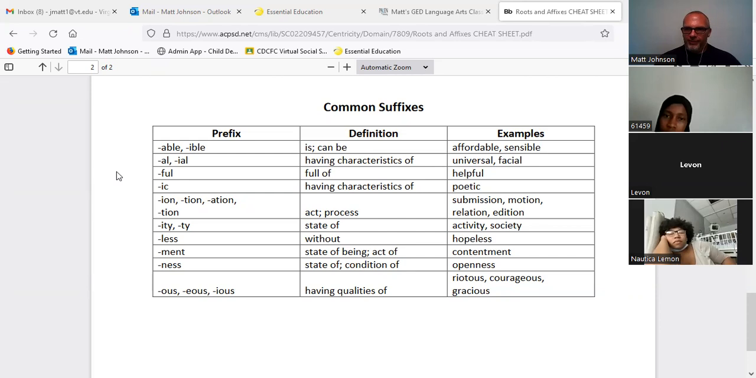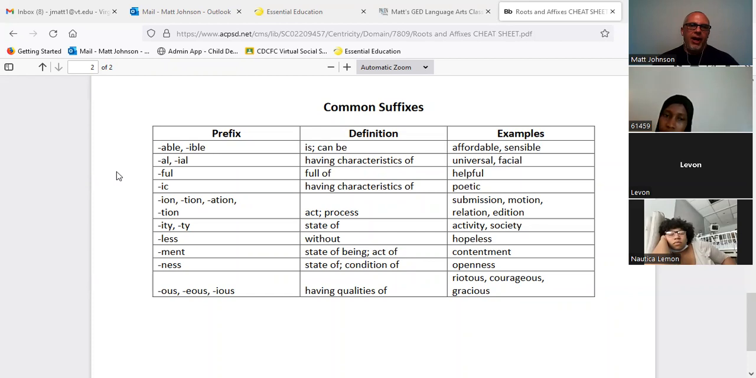Full, right? So you're full of. Helpful, graceful, shameful, always to the extent of, making it the fullest. And then ic, right? Having characteristics of. So poetic, characteristic, right? Having the characteristic of. I see it also ends that way. What else? I'm trying to think of another good one. Systematic, having characteristics of a system.